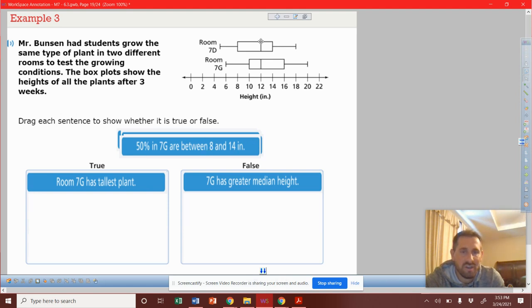All right, 50% in 7G are between 8 and 14. And what you all should understand is the box itself represents 50%. If we take any two pieces, we're looking at 50%. So let's look at 7G, between 8 and 14. We're not really capturing a box there. We can't safely say that's 50. If we were saying 10 to 16, that's 50%. So I'm going to go with false on this one as well.